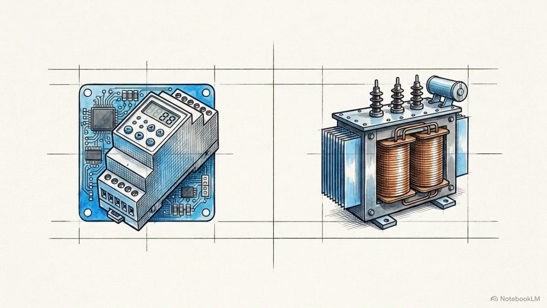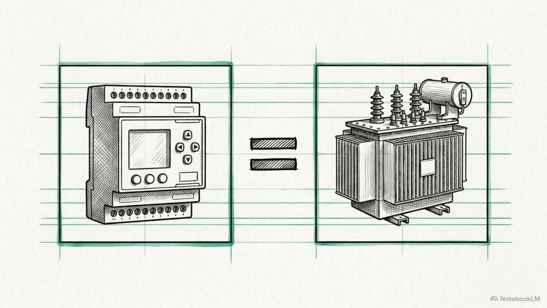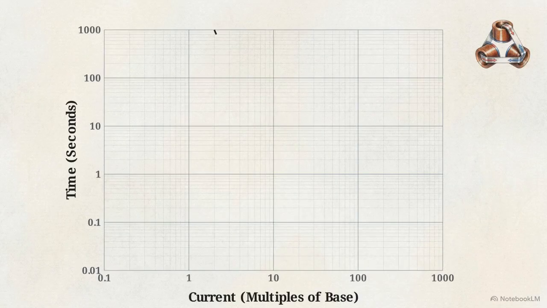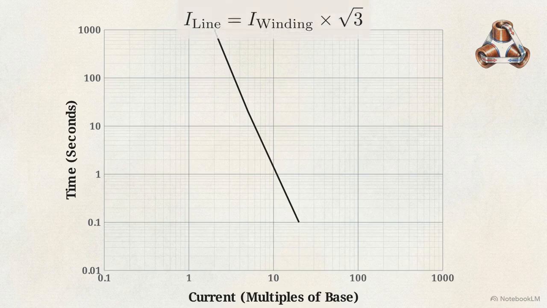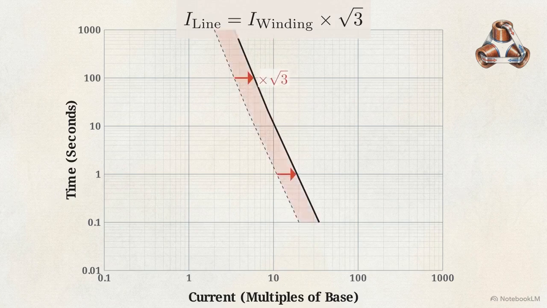To fix this, we must translate the primary winding damage curve onto the primary line current base. This puts both the relay settings and the transformer limits on the exact same scale. Since line current entering a delta winding is the square root of 3 times larger than the current inside, we multiply the damage curve coordinates by that same factor. This shifts the curve right, reflecting the higher line current threshold required to reach physical limits.